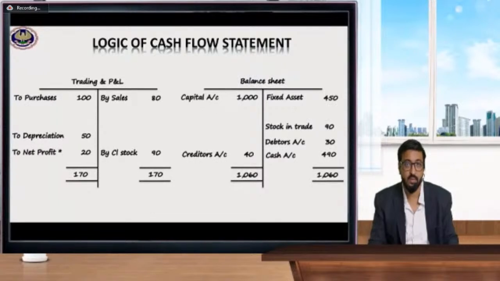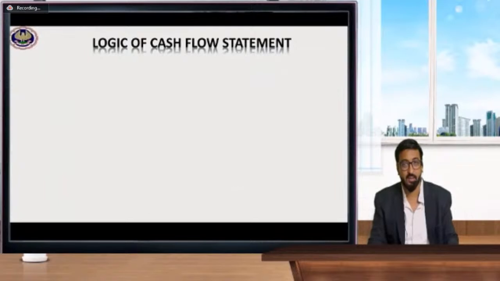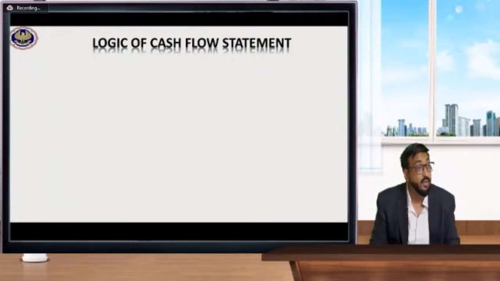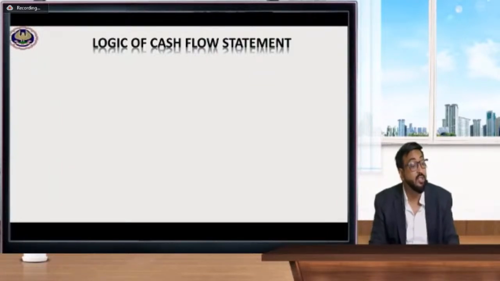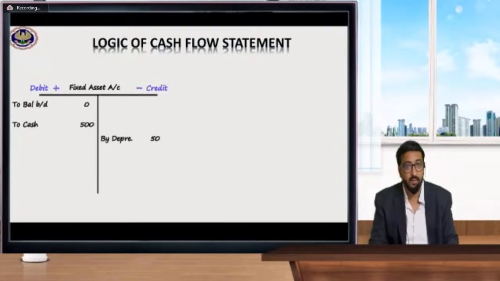Next one. Now next item is beta related to this. चलो तीसरा, परचेस हुआ, सेल्स हुआ. Now depreciation. Now which is the next item? Depreciation. And which is related to depreciation? Fixed asset. Whether there is bifurcation, direct or indirect, in operating activity or investing activity or financing activity, this bifurcation is only in operating. So beta fixed asset is investing activity. At what price you bought the asset? Yes, 500. To cash, 500. By depreciation, 50. And by balance carried down, 450.